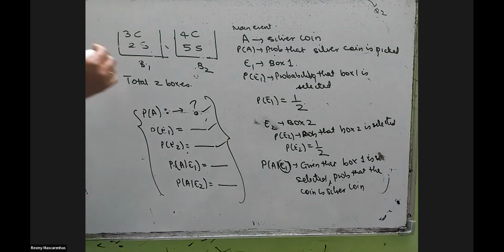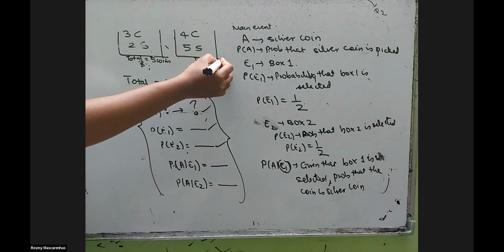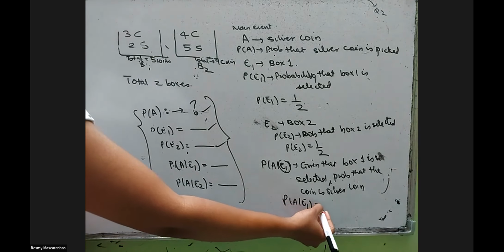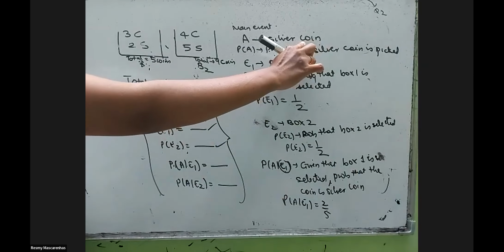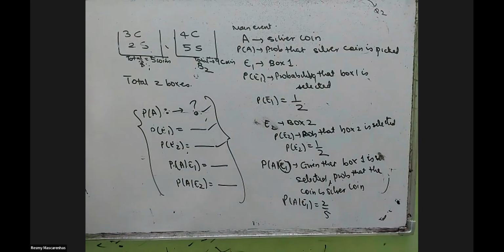So total how many coins are here? 5 coins. In the other box, how many coins are there? 9 coins. So here it is 2 out of 5. So P of A upon E1, the chance of it turning out to be silver, is 2 out of 5. If they had asked for a copper coin, it would have been 3 out of 5. But now they have asked silver, so the chances are 2 out of 5. Now this also we did.